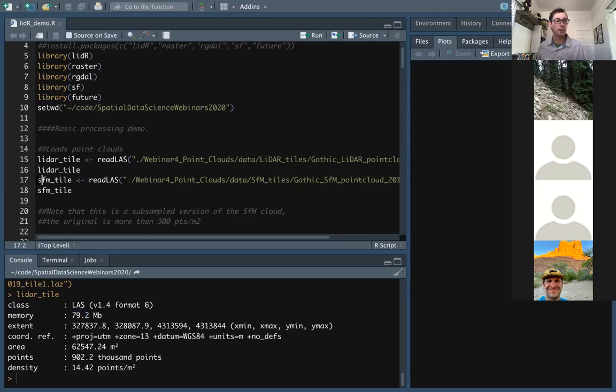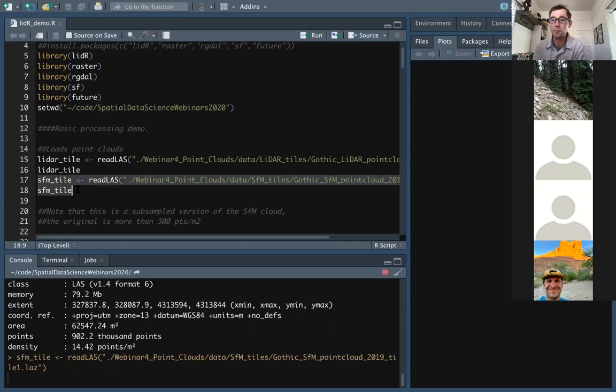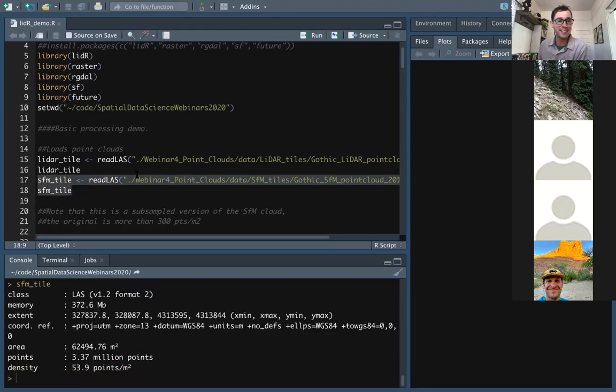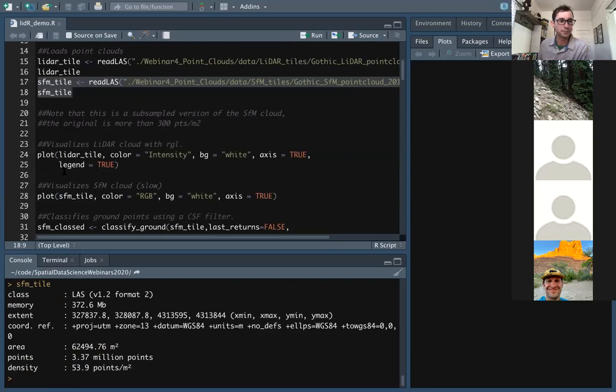And I'm also going to load that same study area from Structure from Motion photogrammetry. So we've got this tile, SFM tile, which has the same spatial extent, but is derived from photogrammetry and not from LiDAR. And with that same summary, we can see that it's quite a bit denser than the LiDAR tile. It has a density of about 55 points per meter squared.